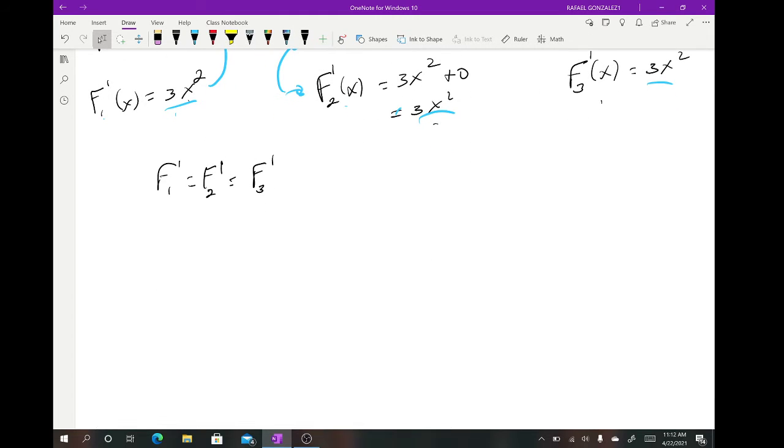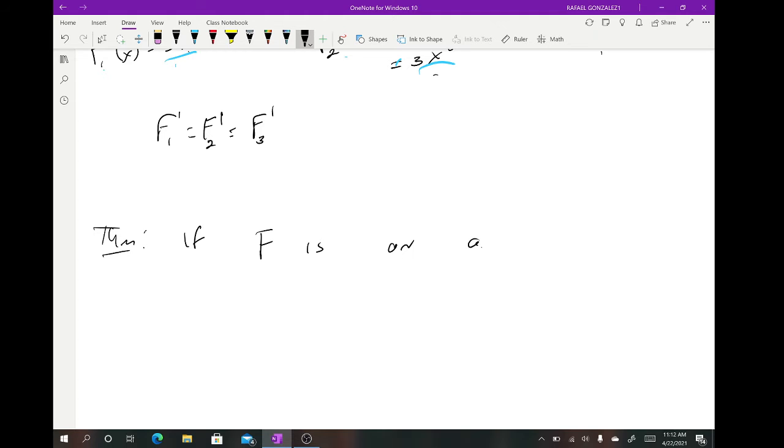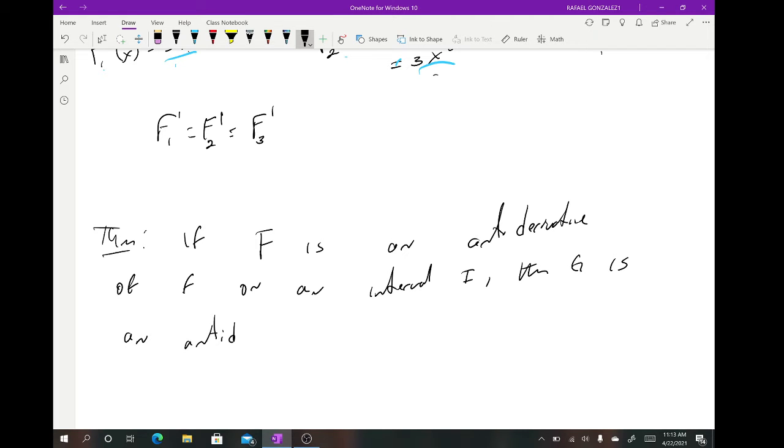So this leads us to the following theorem that says if capital F is an antiderivative of little f on an interval I, then capital G is an antiderivative of little f on the interval I if and only if G is of the following form.